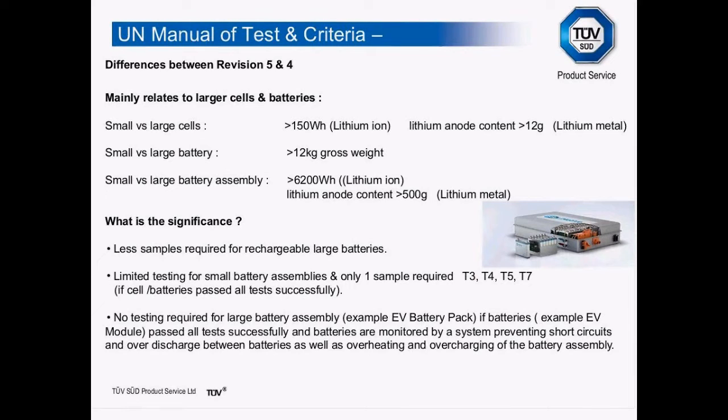Also, for large battery assemblies, such as battery packs that are used in EVs, there are no test requirements if the EV battery module has passed all the tests, as long as the actual large battery assembly is monitored by a system which prevents short circuits or over discharge conditions, as well as overheating or overcharging conditions. So basically it means if the modules used inside your EV battery pack have been fully tested and you have a battery management system that prevents short circuits, that you do not have to actually do any testing for the UN manual of test for the actual battery pack.